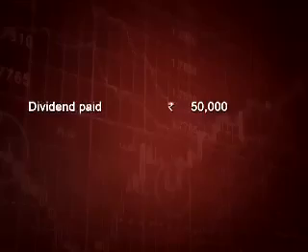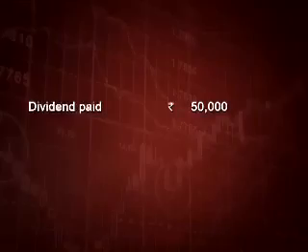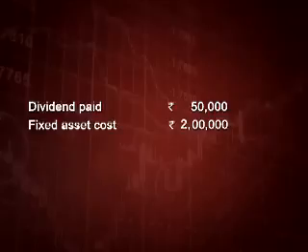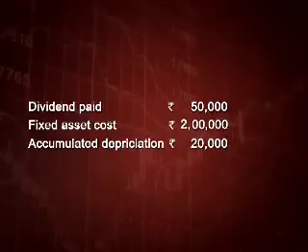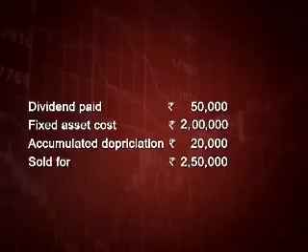Let's examine two adjustments also. Dividend paid 50,000, it will be added in operating activity and shown as a deduction in financing if we have not taken net profit before tax, right? And the next point is fixed asset at cost 2 lakh with accumulated depreciation 20,000 sold for 2,50,000. We will make an account at cost and show the profit and loss accordingly in the operating activity as well as 2,50,000 as an addition in investing activity.